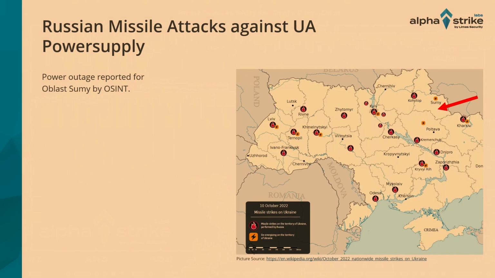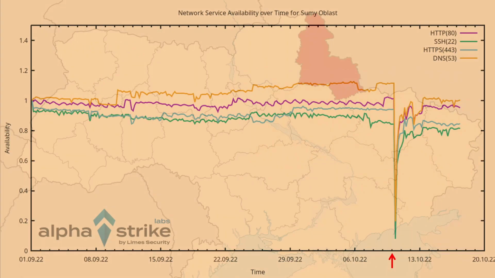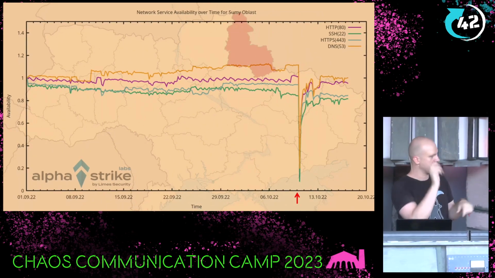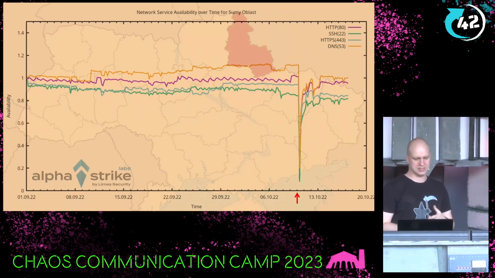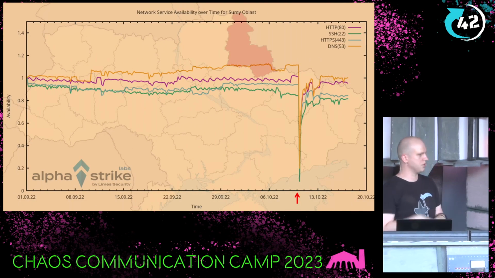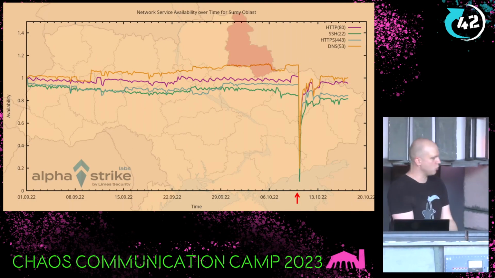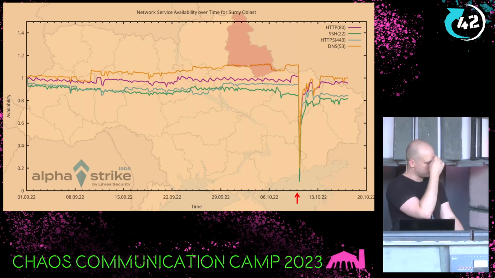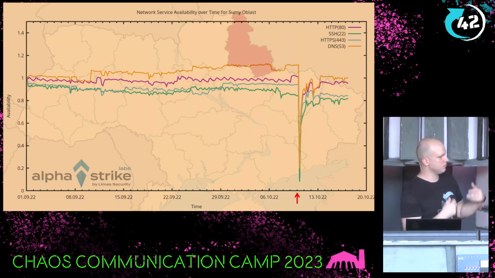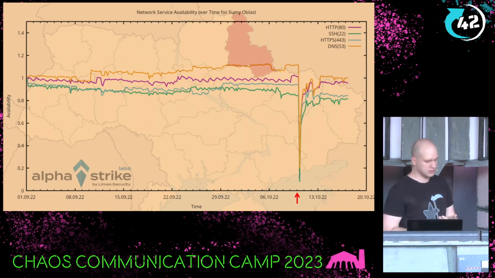Now we are going directly to Sumy, which is an oblast which received a bigger power outage, and there we can see on the right side a big drop by approximately 80 up to 90% across all protocols. When we remember Chernihiv first, we saw DNS was still running. In this case, we can see that HTTP, SSH, HTTPS and DNS, all services went down exactly at the moment the social media also reports there have been Russian attacks on the critical infrastructure and a power outage. And we can just say, okay, yes, we can also measure that.